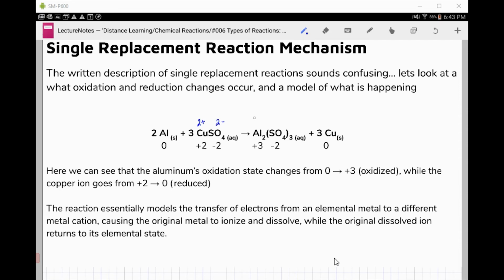Aluminum always reacts to an oxidation state of +3, and sulfate always goes to -2. So if we're looking at the changes that occur over the course of this, we have aluminum going from 0 to 3, so it's losing 3 electrons per aluminum, so that's being oxidized. Whereas our copper here is going from +2 in the initial compound to its elemental state, and its elemental state has an oxidation state of 0. So if it's gaining 2 electrons, then our copper is being reduced. So this is essentially a reaction where two metals are just trading electrons because one of them has a greater attraction for them than the other.